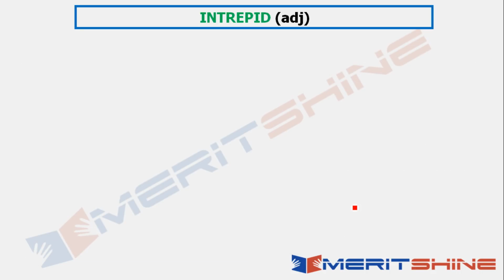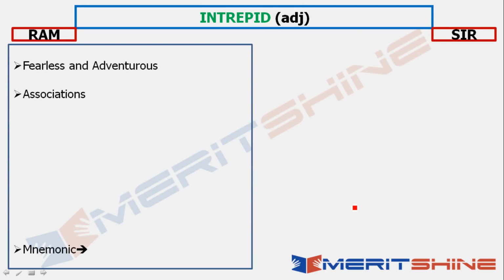Next, Intrepid. The next word is Intrepid. Let's see who is the hero. The hero would come in a little later. Let me first give you the meaning. Fearless and adventurous. That's what Intrepid means.